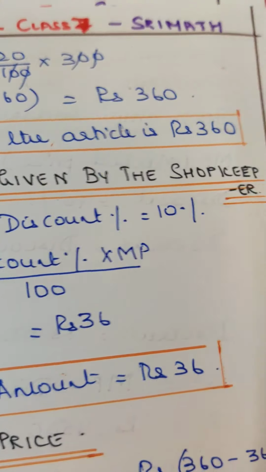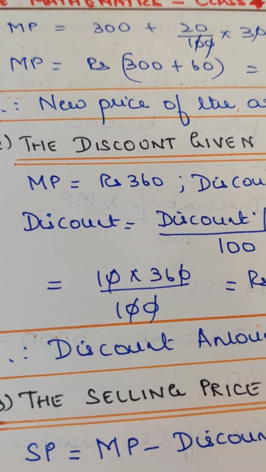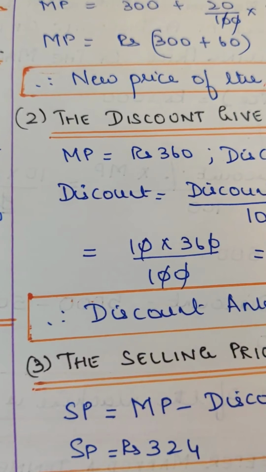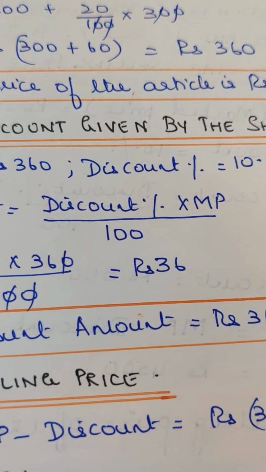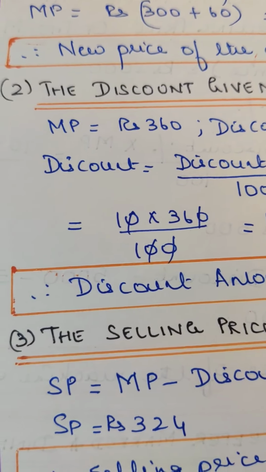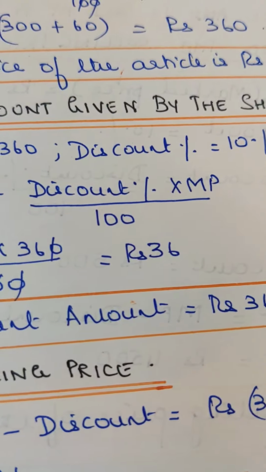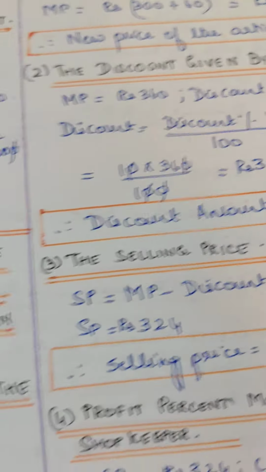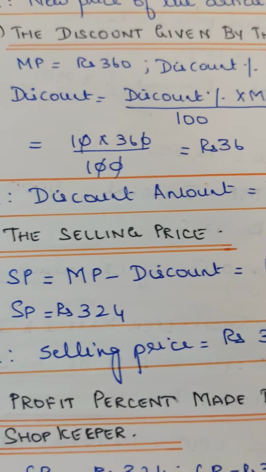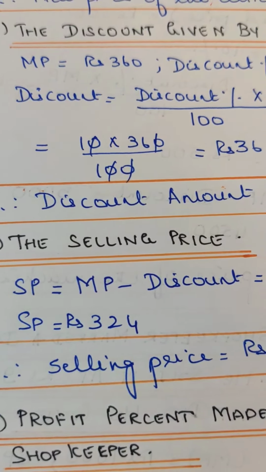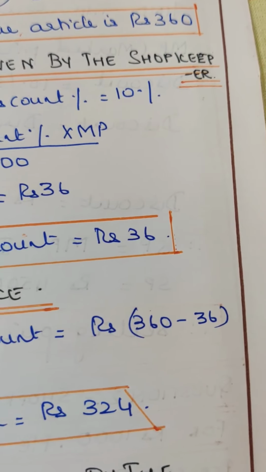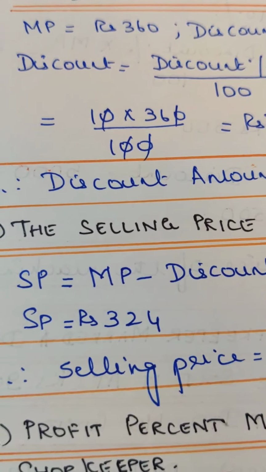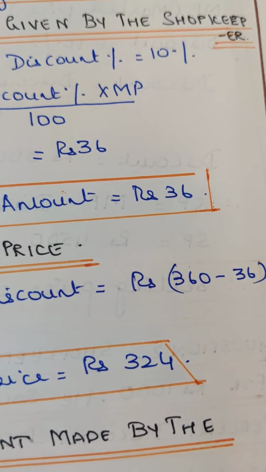The discount given by the shopkeeper. So, mark price is equal to 360. Discount percent is equal to 10%. Therefore, discount is equal to discount percent into mark price by 100. Therefore, 10 into 360 by 100, that is equal to 36. Therefore, the discount amount is equal to rupees 36. What is the next one that they are asking? The selling price. Selling price is equal to mark price minus discount. That is equal to rupees 360 minus 36. That is equal to rupees 324.